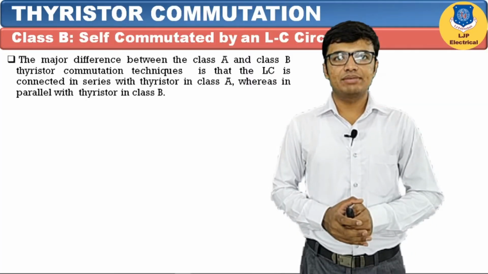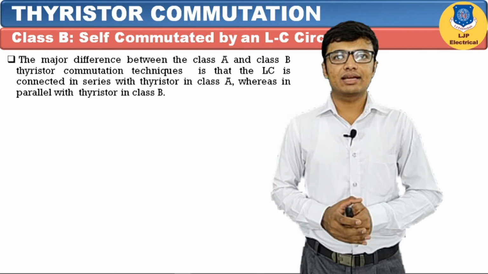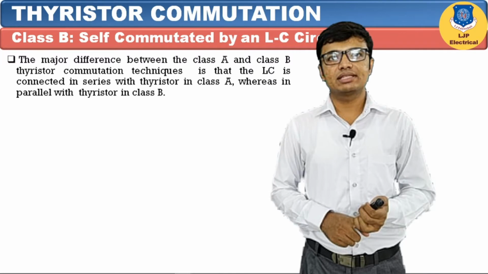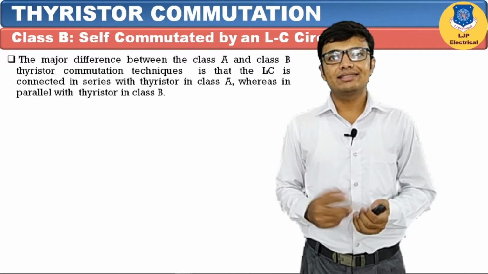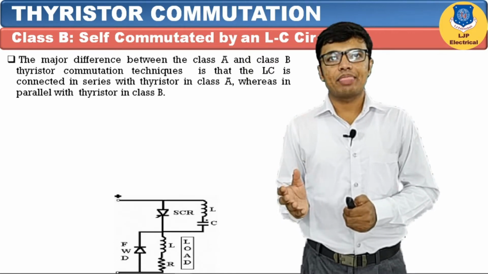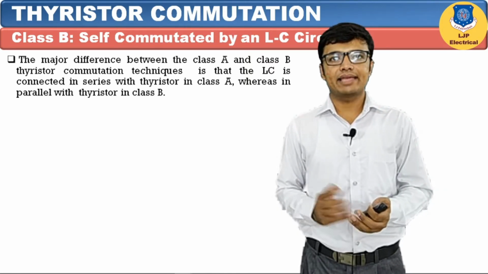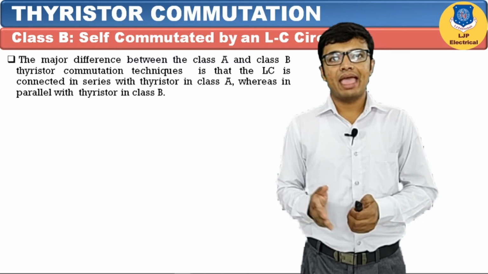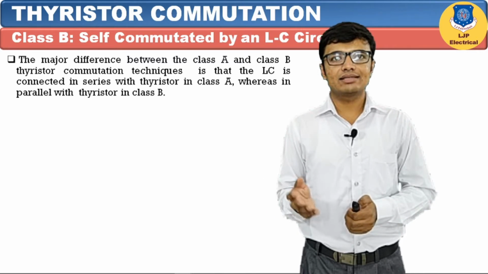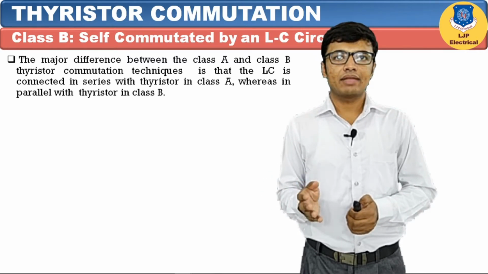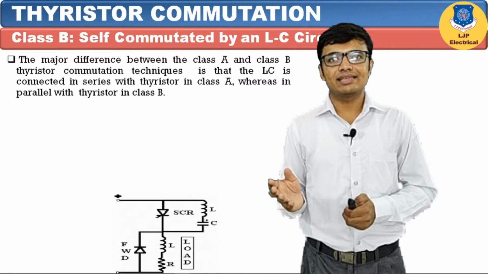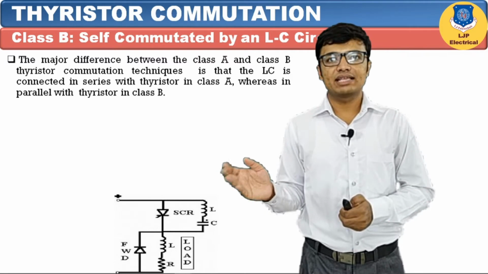Let's start with the class B, self-commutated by LC circuit commutation. The major difference between class A and class B commutation is that in class A commutation, the LC circuit is connected in series with the SCR, whereas in class B commutation, the LC circuit is connected in parallel with the SCR. So this is a circuit diagram of class B commutation.